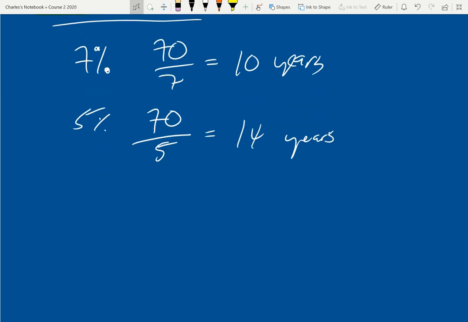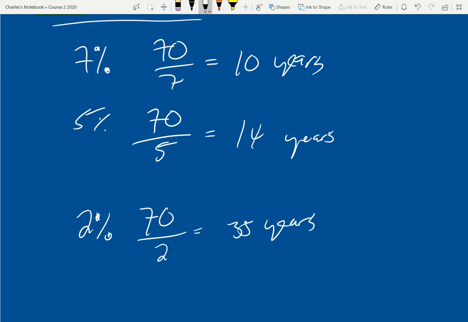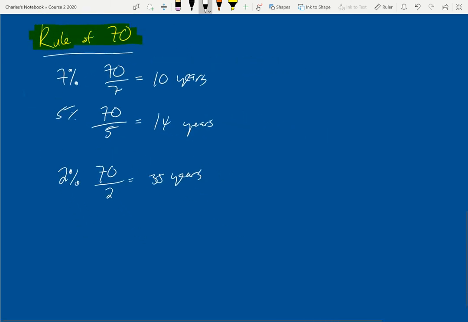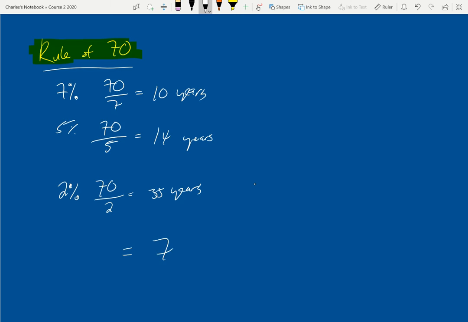You want to keep going? Let's keep going. Let's say 2%. How long would it take a 2% investment to double? It wouldn't take 50 years, because remember, it's exponential growth. 70 divided by 2 is going to be 35 years. Okay? If I said an investment's going to double in 7 years, what would the interest rate be? We should be able to think that means the interest rate is going to be 10%.